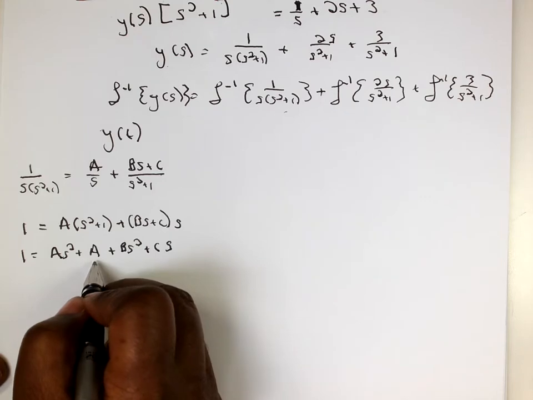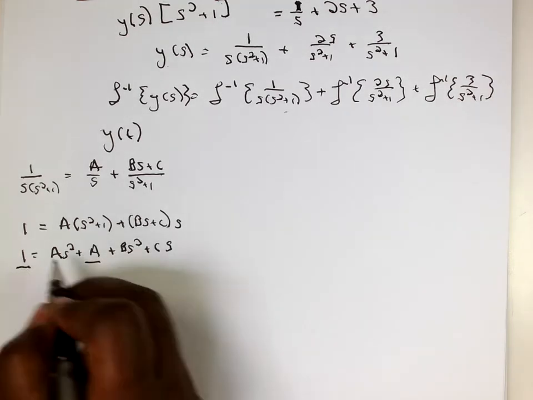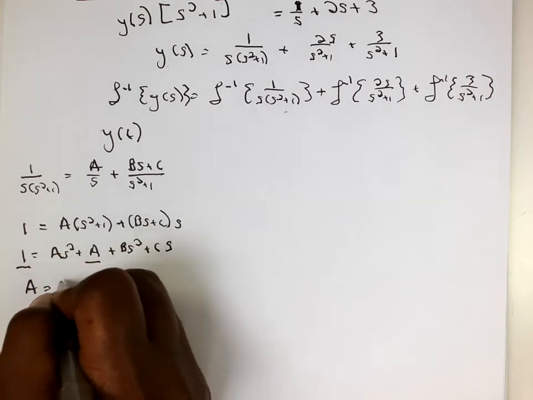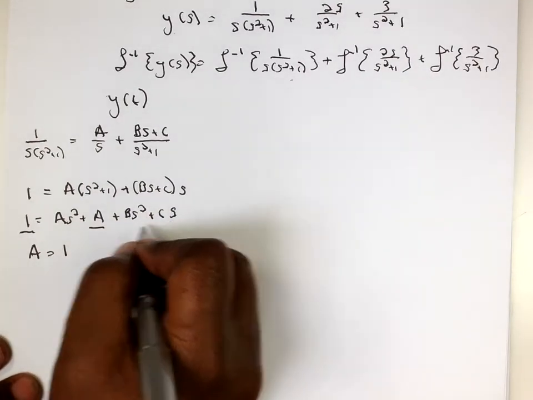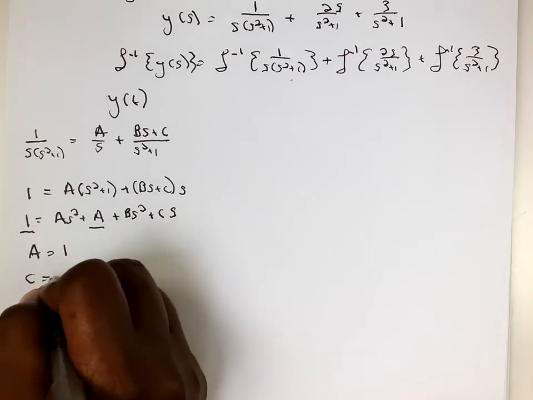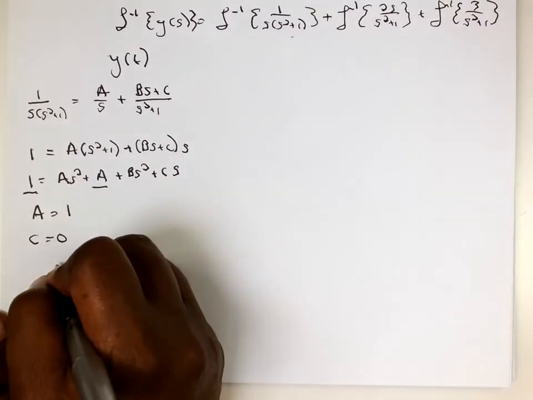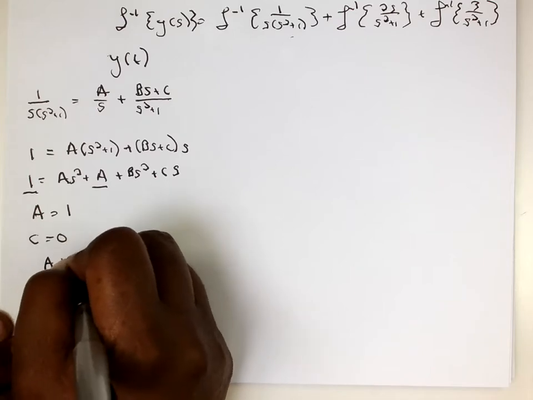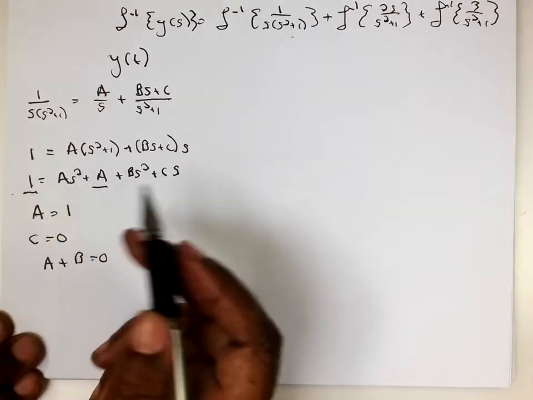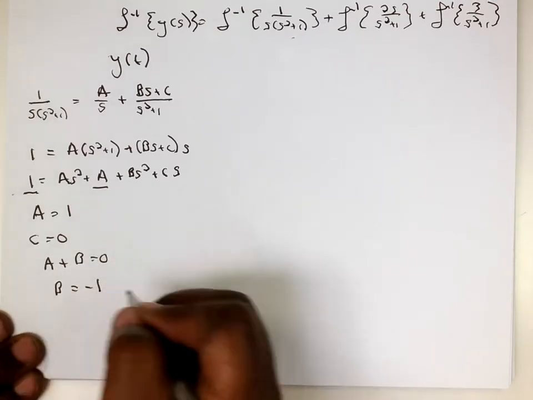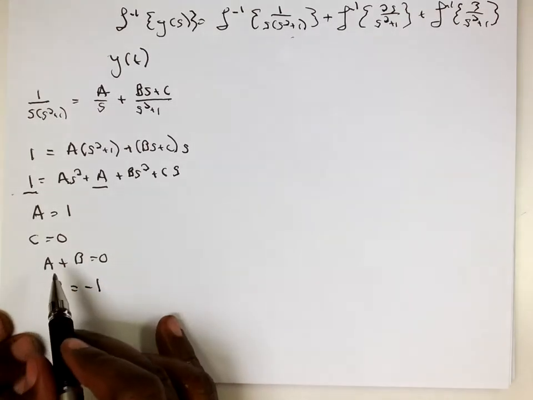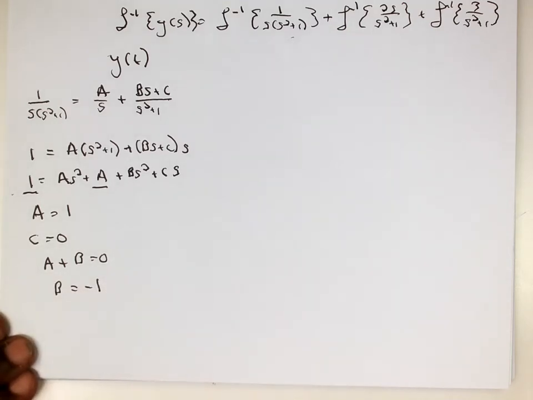Well, I can tell from here that a is the only constant there, so a has to equal 1. There is no s term over here, so c has to equal 0. And a plus b has to equal 0 because again there's no s squared term over here. So b is the opposite of a, so b is equal to negative 1. C is equal to 0 and a is equal to 1.